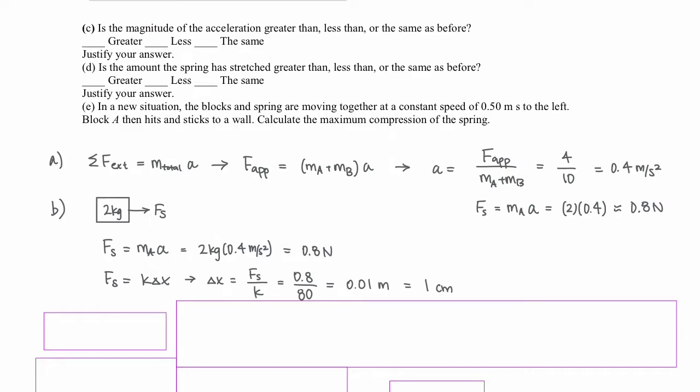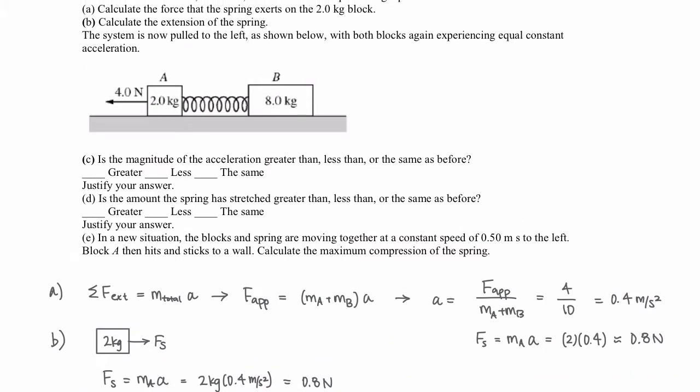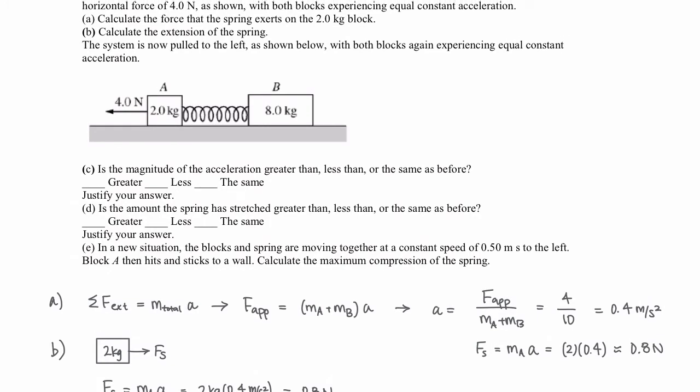Part C is the magnitude of the acceleration. First we have to read a new situation. Okay, so the system is now pulled to the left, as shown below, with both blocks again experiencing equal constant acceleration. Part C: is the magnitude of the acceleration greater than, less than, or the same as before?